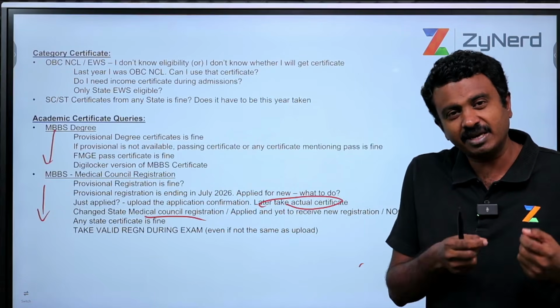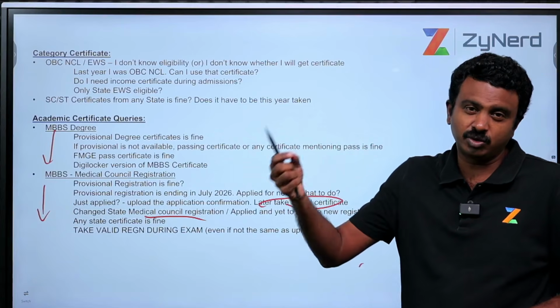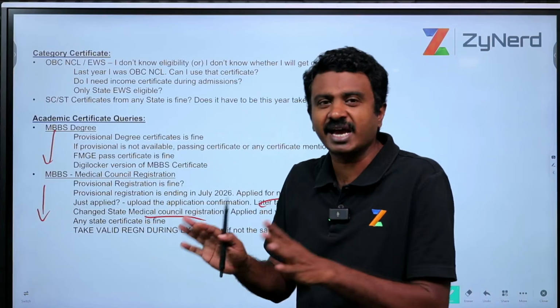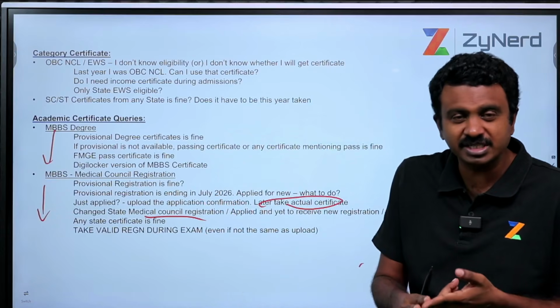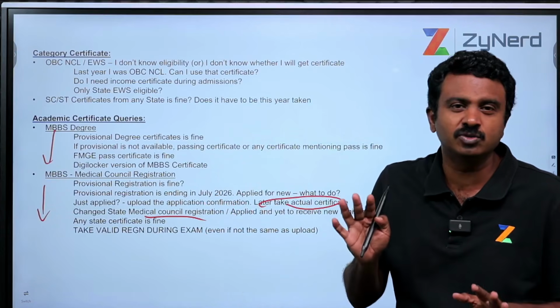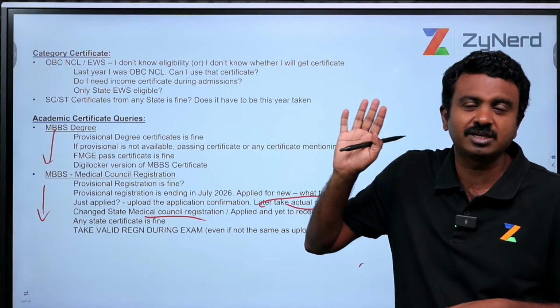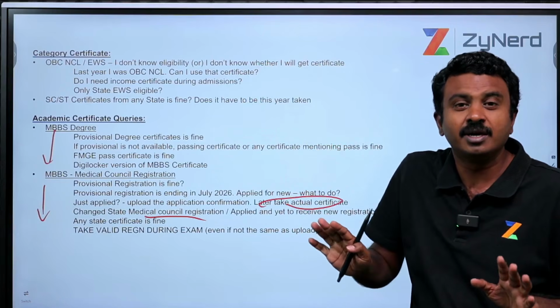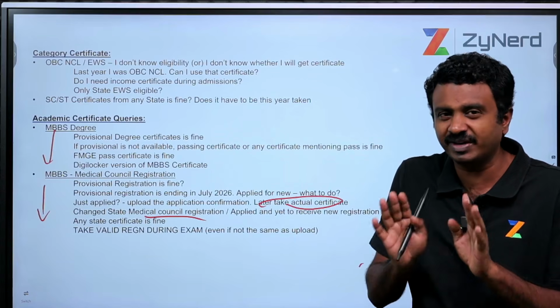I have applied and my current state has given me an NOC. I have gone to a new state. Which one should I use? Whatever is active you can use. If you have 2 state registrations which are active, anything you can use. Whatever will be active on 30th August you can use. That is always better. When you are writing the examination, you should have an active registration.